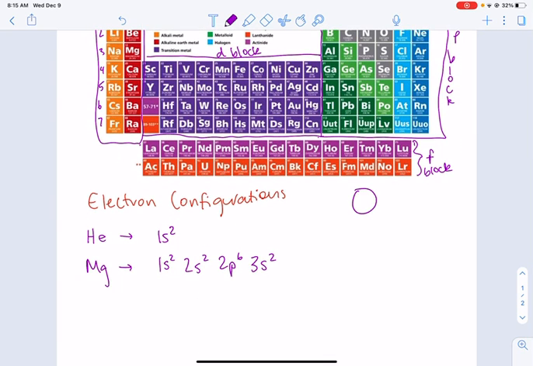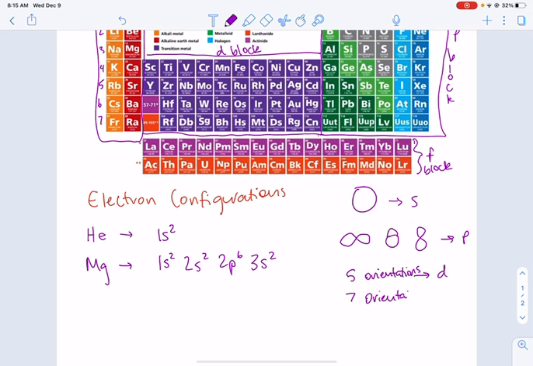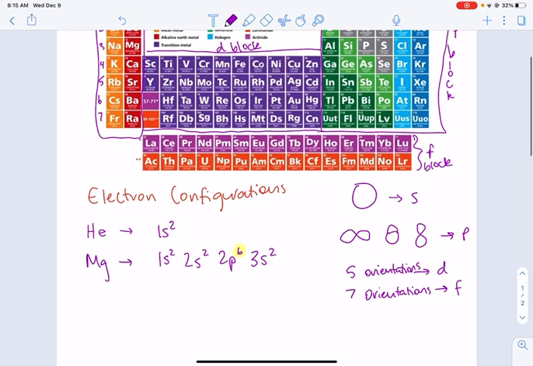S orbitals are spherical. P orbitals look like dumbbells. It can have 3 orientations. D orbitals have 5 orientations. And F orbitals have 7 orientations. Right? So each one of those orientations can hold 2 electrons. So for example, S can hold 2 maximum, P can hold 6 maximum, as we showed here. D can hold 10 maximum, and F can hold 14.